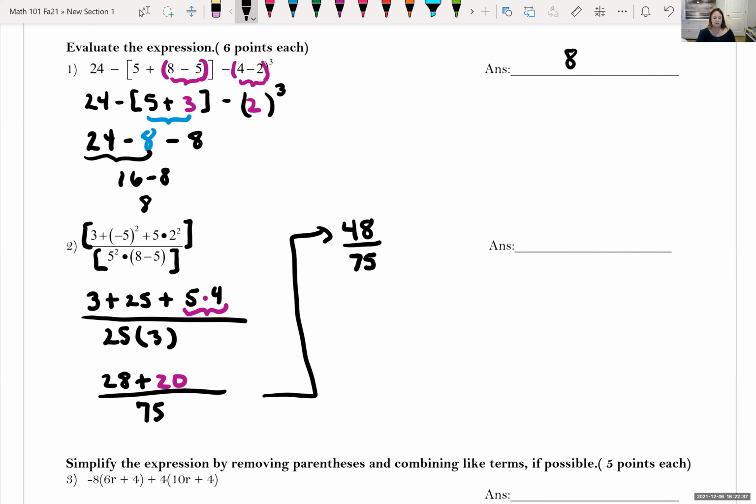And so notice actually 48 and 75 both have a 3 in common. So we want to reduce these as far as possible. And so we're dividing 3 into the numerator and the denominator. So 3 goes into 48 16 times. All over 3 goes into 75, 25 times. So simplified form is 16 over 25.